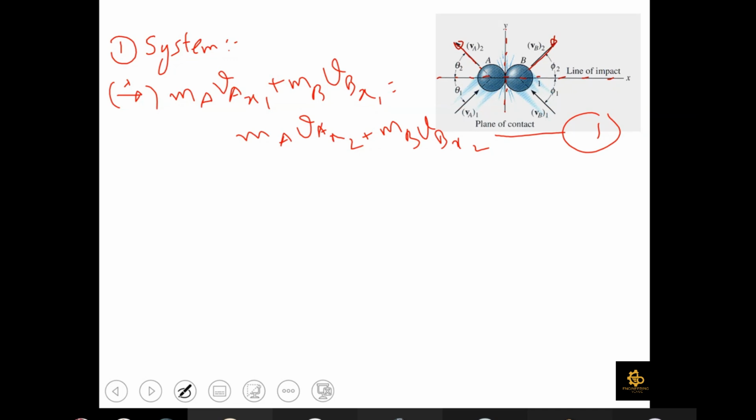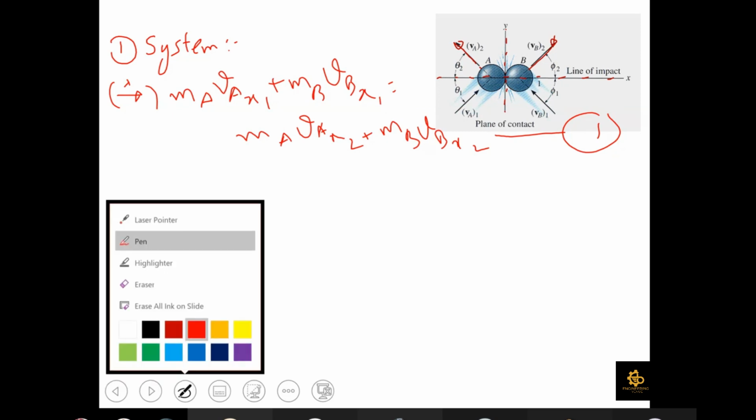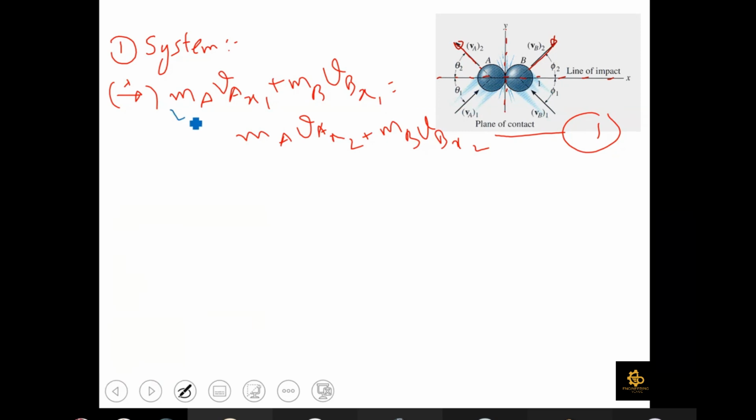So after collision, the momentum is again along the line of impact. However, in case of oblique impact, you are only going to include the components of momentum which are along the line of impact. For example, this is the initial momentum mAvAx1. So in other words, you are going to resolve the velocity and take only those components of velocity which are along the line of impact.